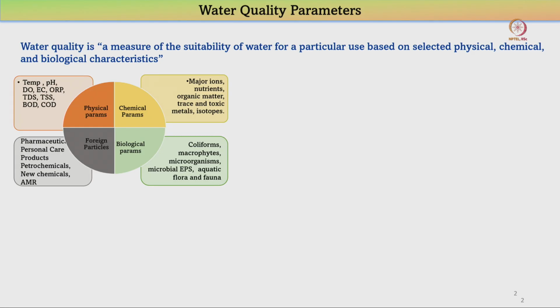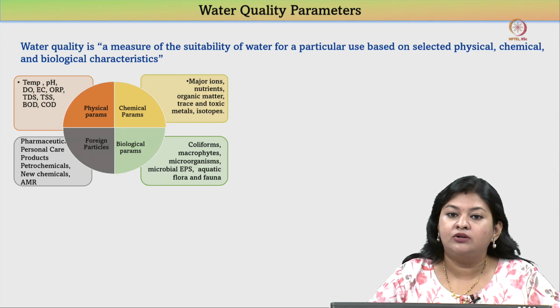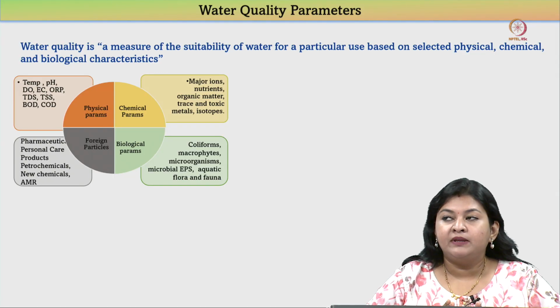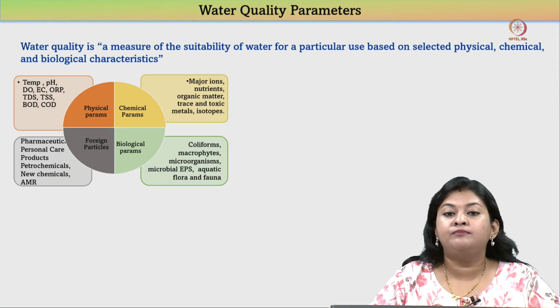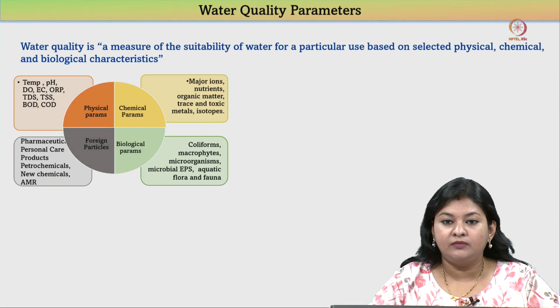Now, water quality is a very broad term. It is broadly used to understand the measure of the suitability of water for a particular use based on its selected physical, chemical or biological characteristics. So, when I say water quality, we have to say for what purpose we are going to use that water.